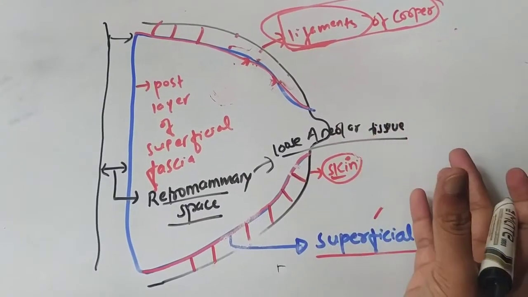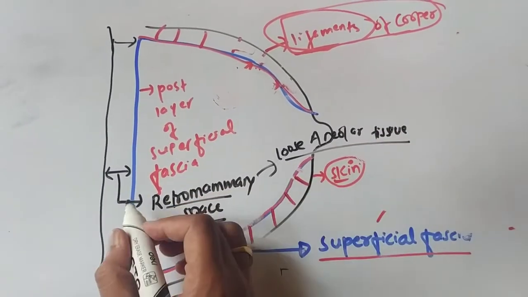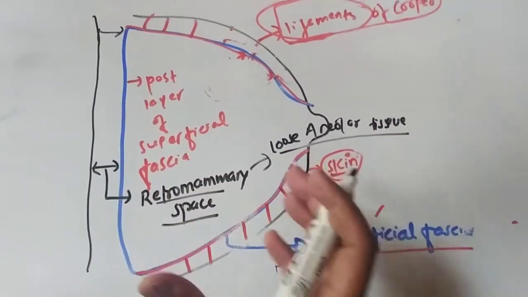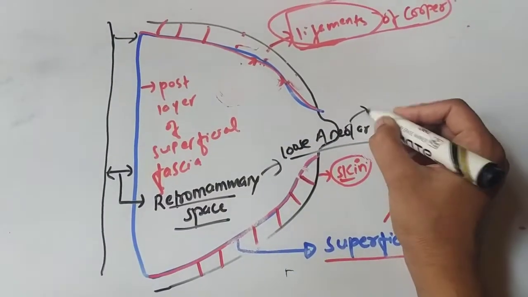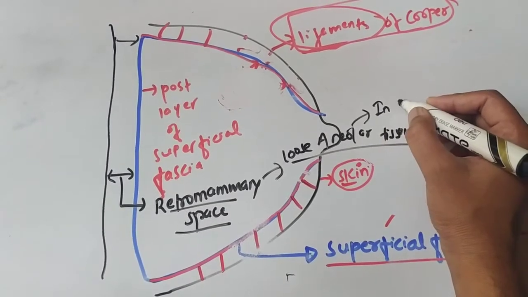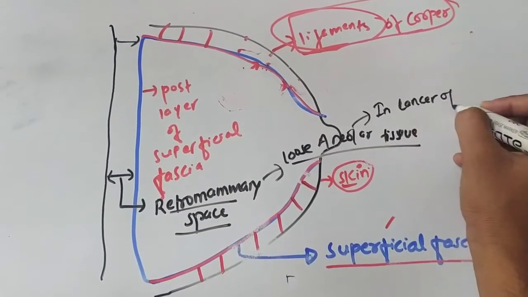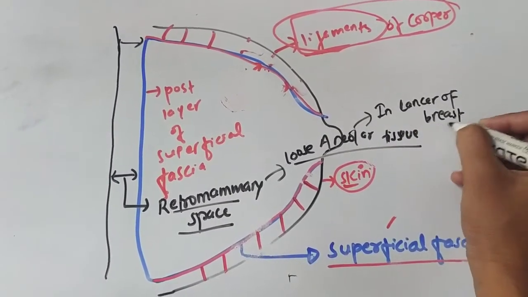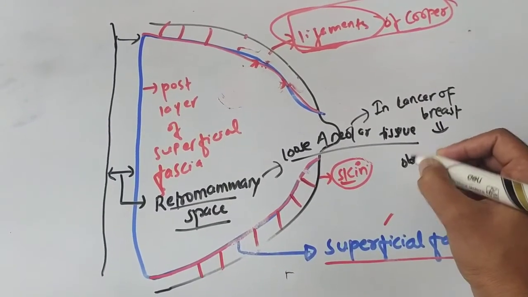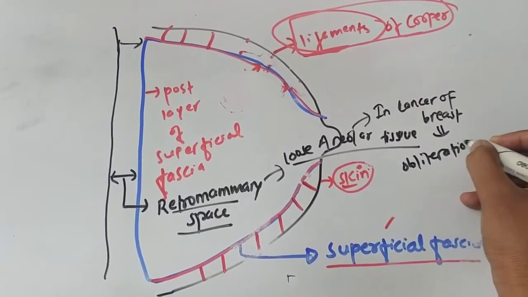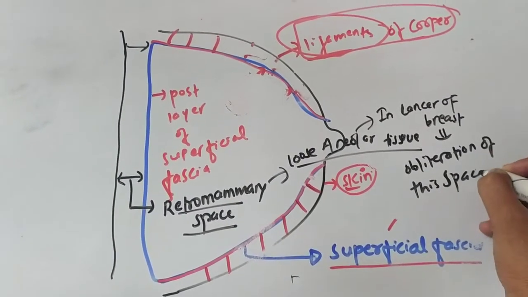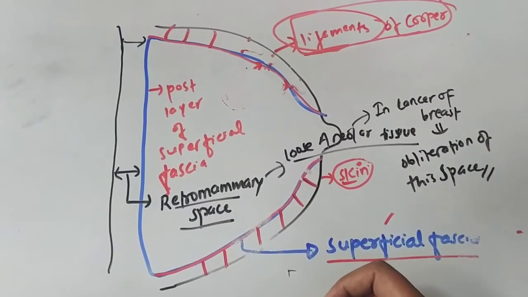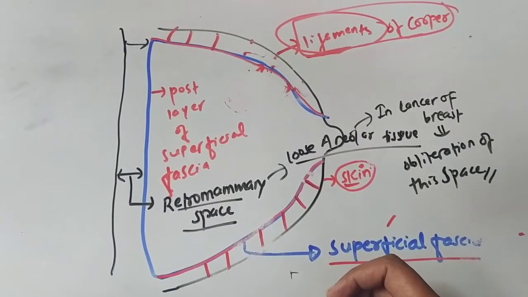But if the cancer is invasive, and if the cancer is more malignant, it can obliterate this space. So in cancer of the breast, there may be obliteration of this space. So the retromammary space can be obliterated in case of cancer. This is an important point you have to know.